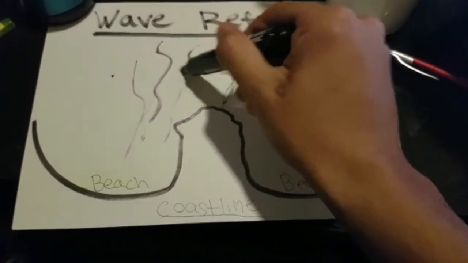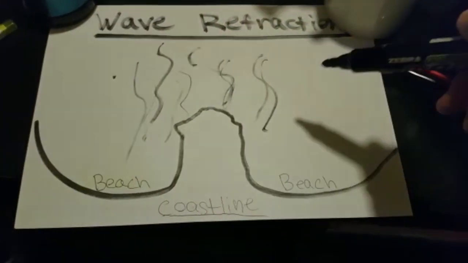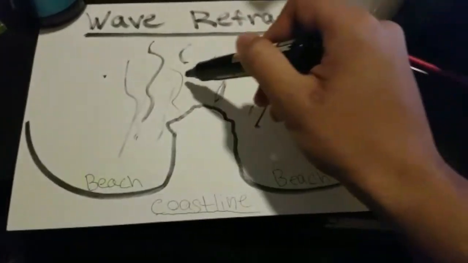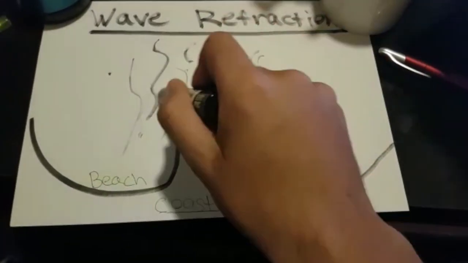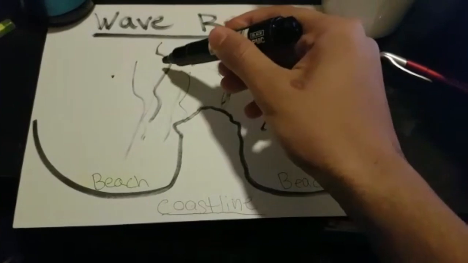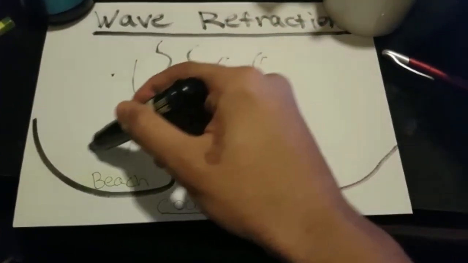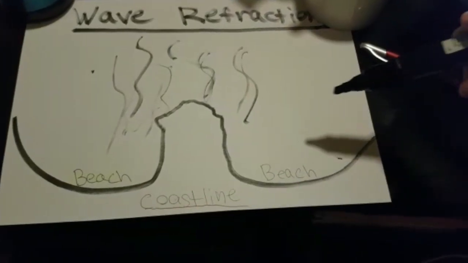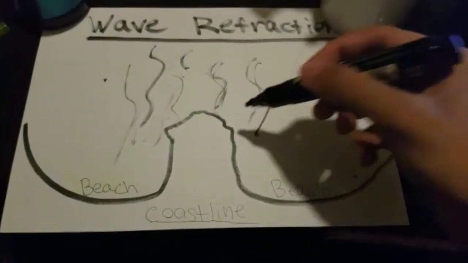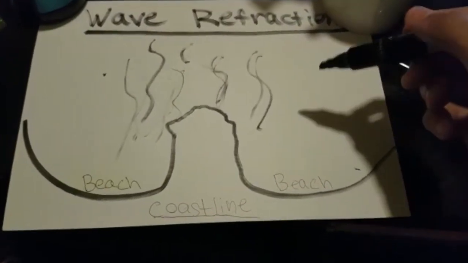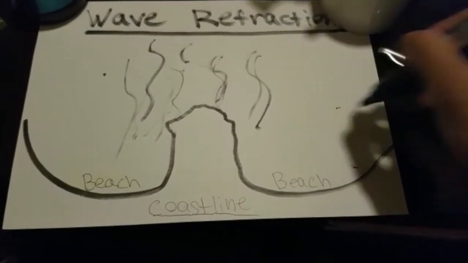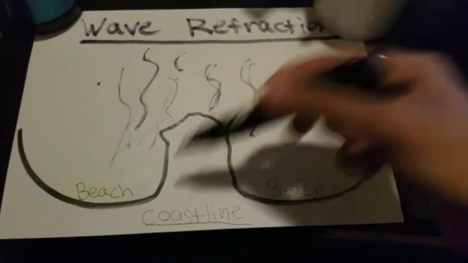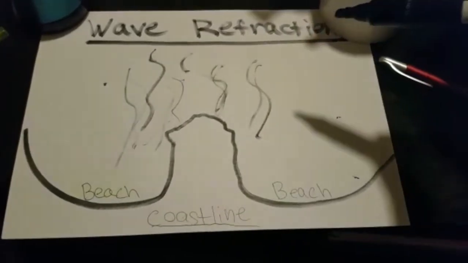So instead of coming straight on, as if the coastline were just simply a straight beach, the wave's path actually alters. So waves coming towards here will actually alter in order to move towards this beach, and the same on this side. And what that does is that actually allows longshore drift to take place more efficiently and still allow sediment to be transferred along the coastline, even though there is this obstruction over here.